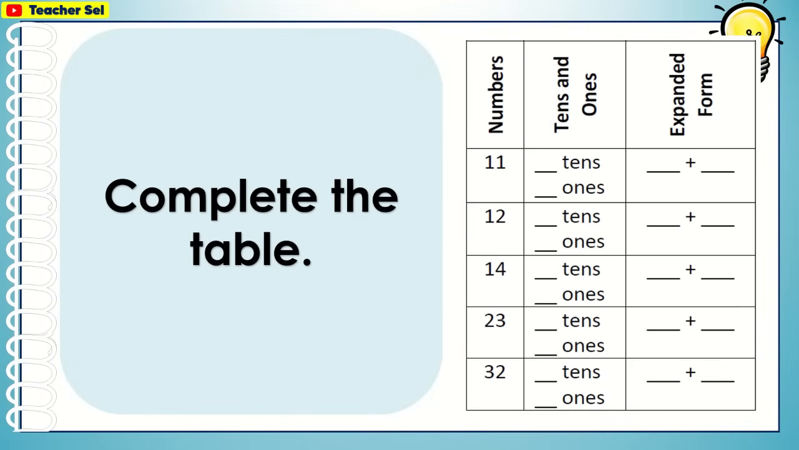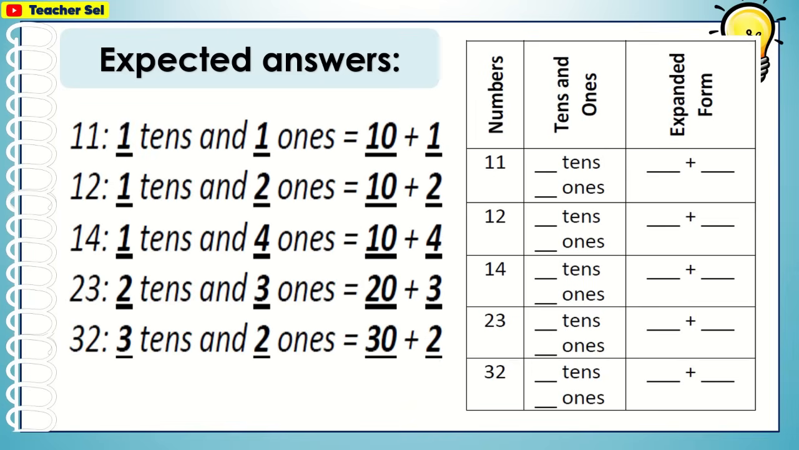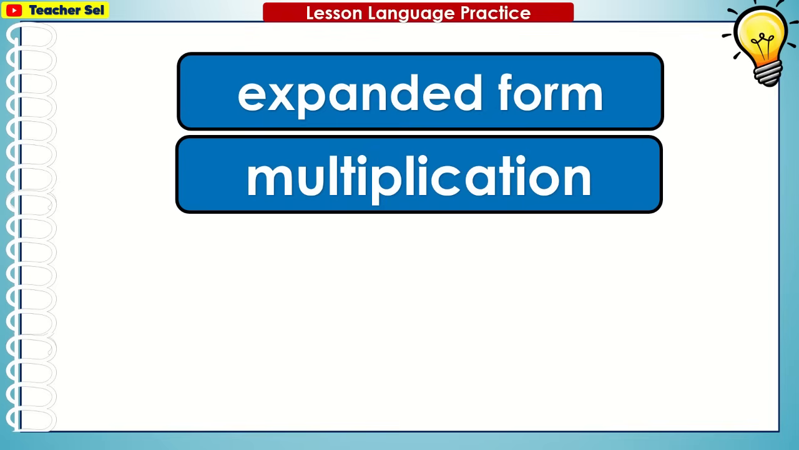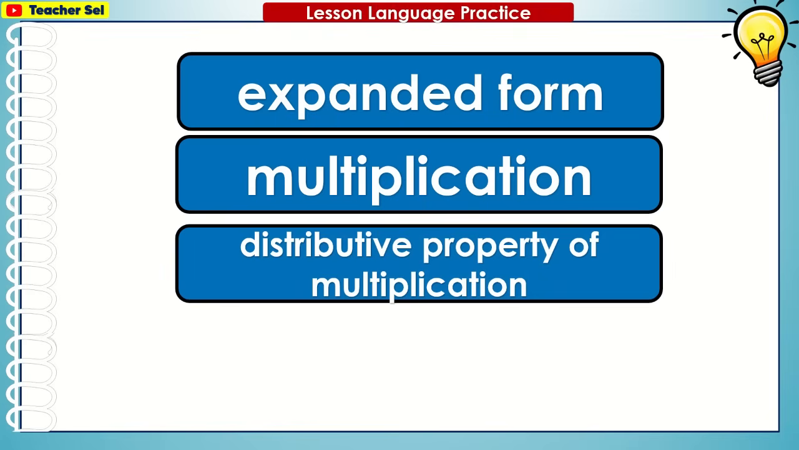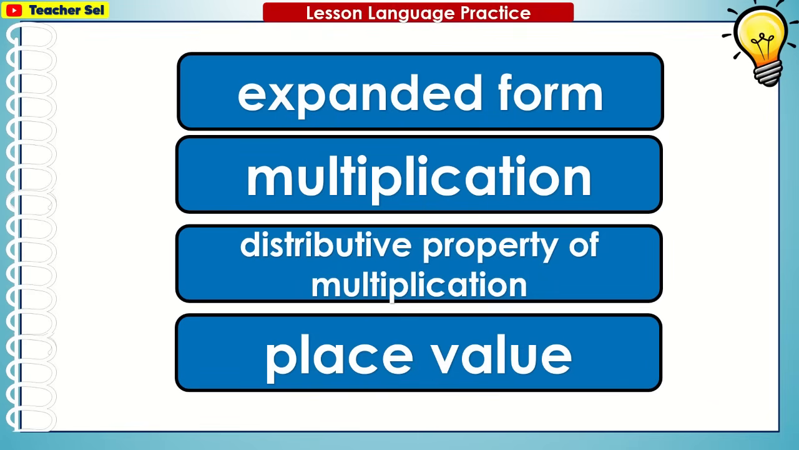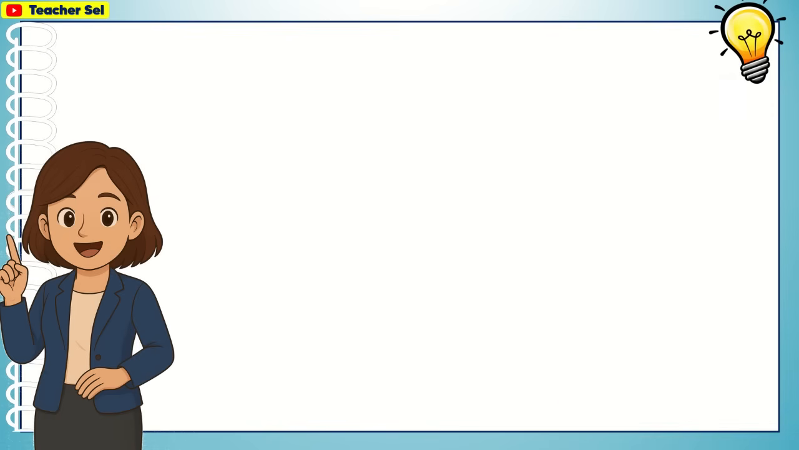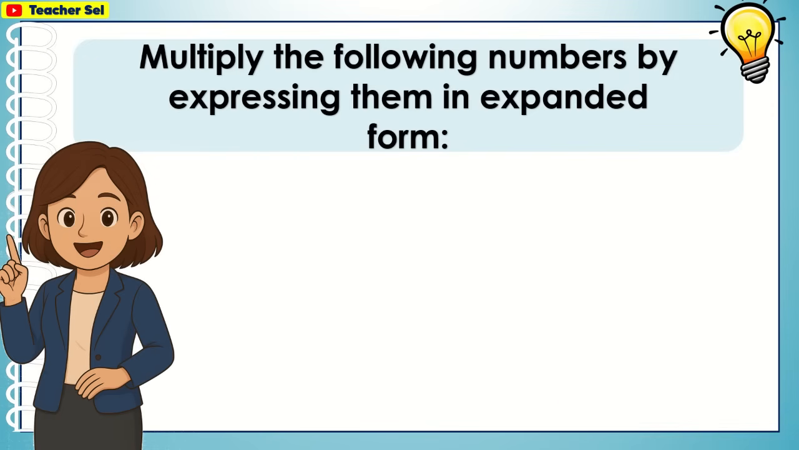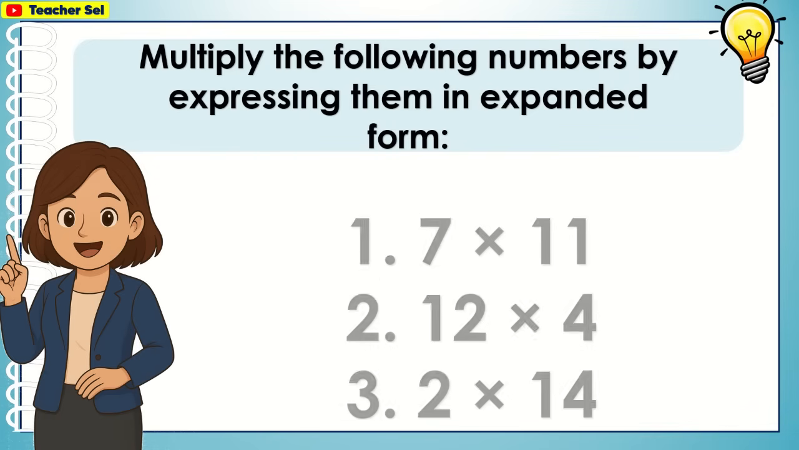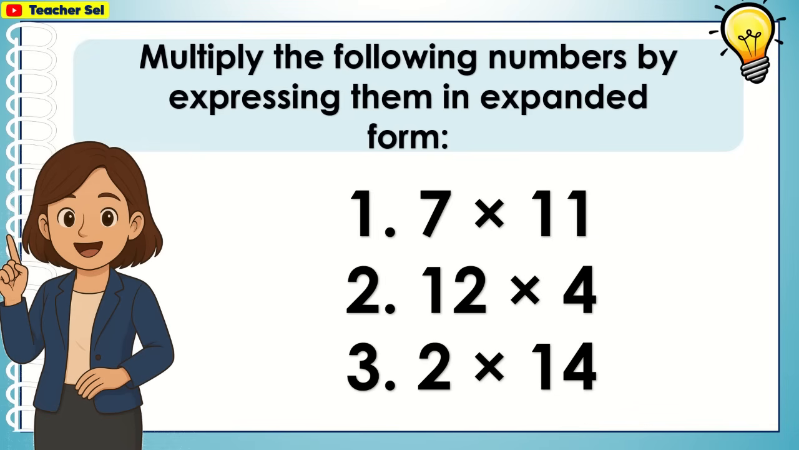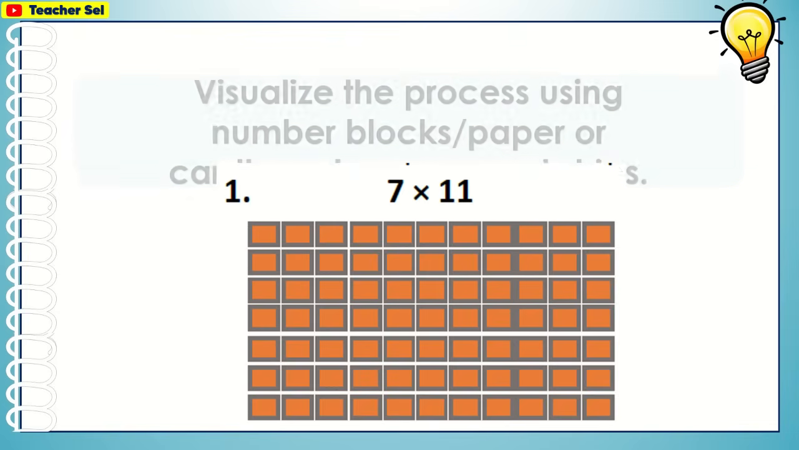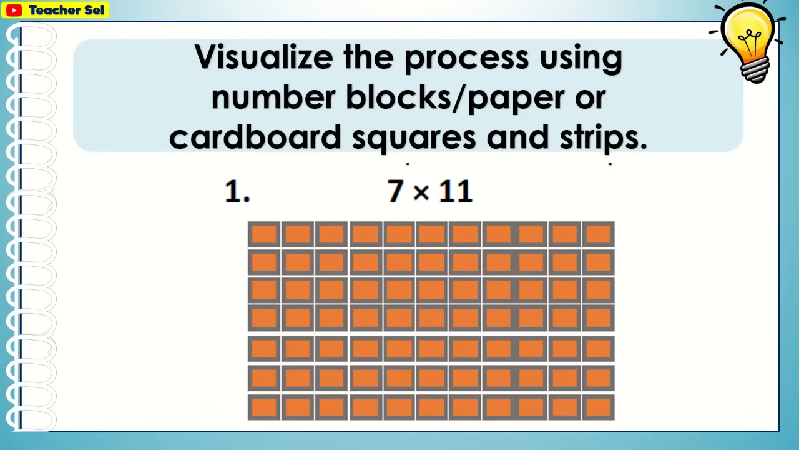Complete the table. Here are the expected answers. Expanded form, multiplication, distributive property of multiplication, place value. Multiply the following numbers by expressing them in expanded form. 7 times 11, 12 times 4, 2 times 14. Visualize the process using number blocks or paper or cardboard squares and strips.